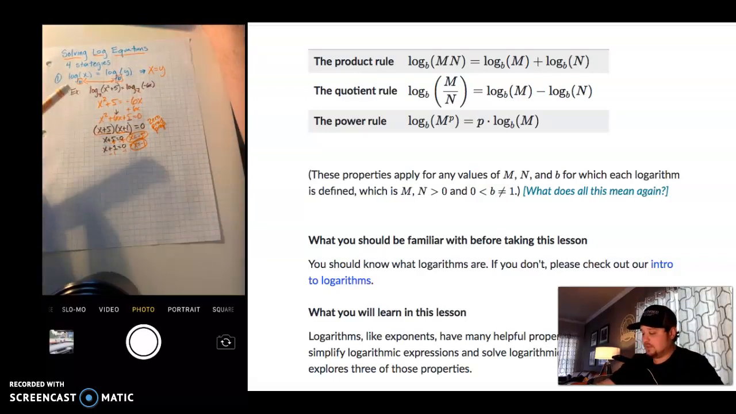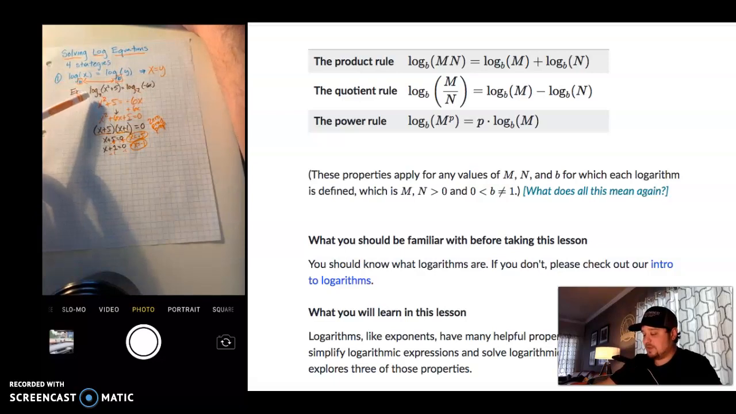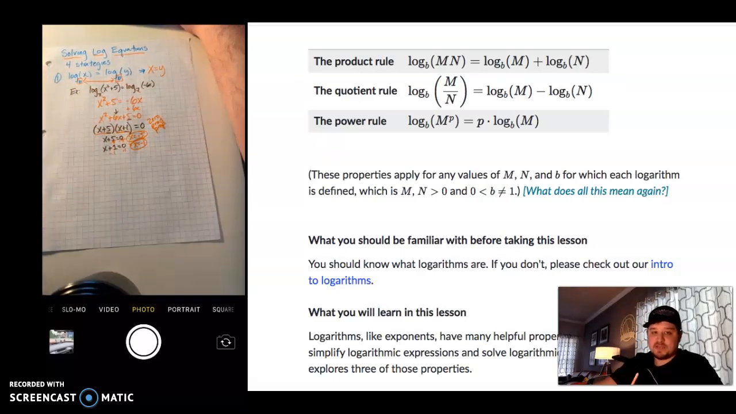That is a good example of number 1. Again, what we did there is we took advantage of the fact that the logs were the same on both sides with the same base, and we can get rid of the log. All right, so now what I'm going to do is sort of jump ahead.